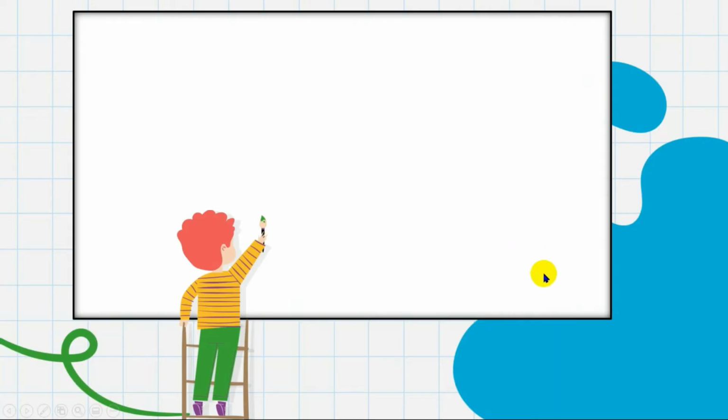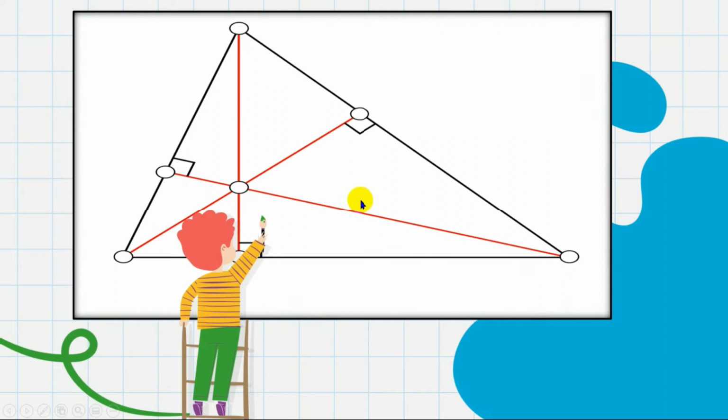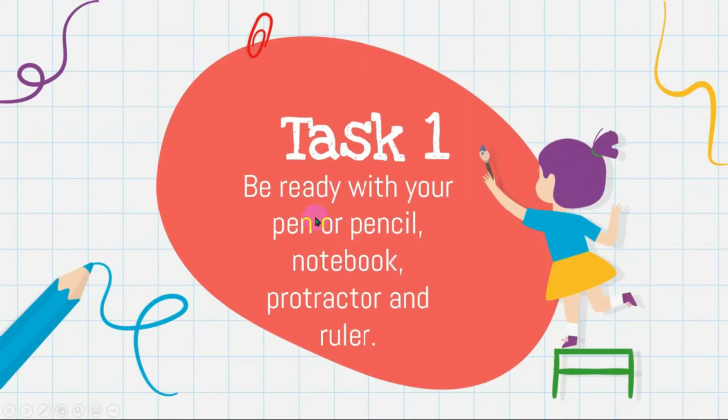Now, we're going to illustrate and construct altitudes of the triangle. Okay? So, be ready with your pencil, pen, notebook, protractor, and ruler. In this task, we're going to construct it using these tools. But later on, I will insert another video clip on constructing altitudes using compass and the ruler. Okay? So, nandiyan na ba ang pen, notebook, protractor, and ruler ninyo?